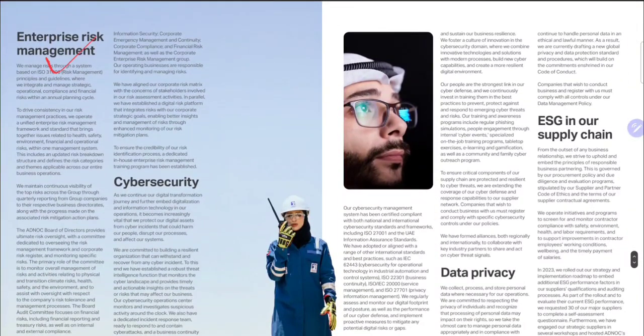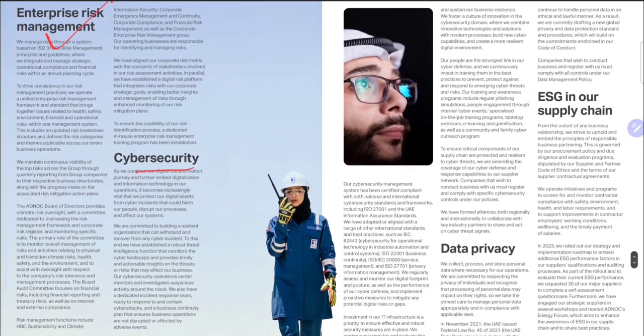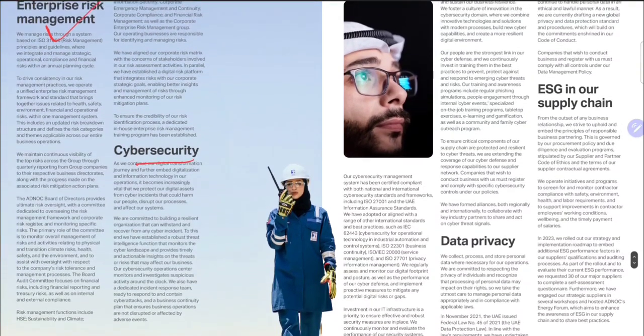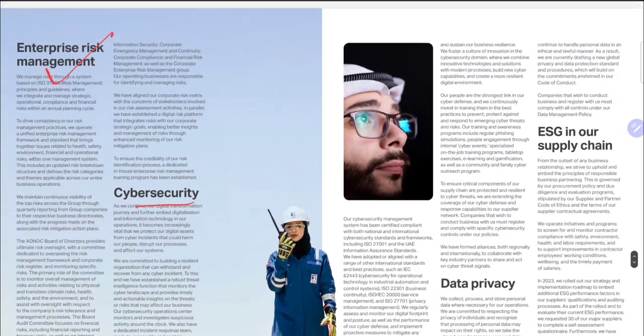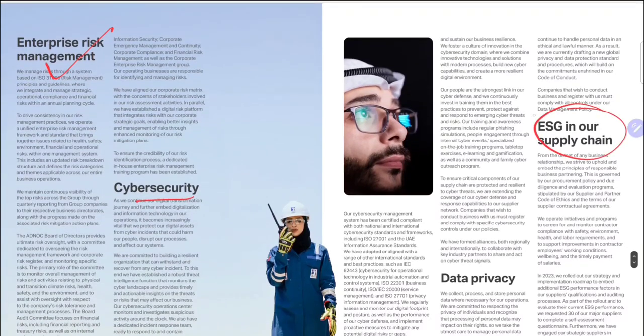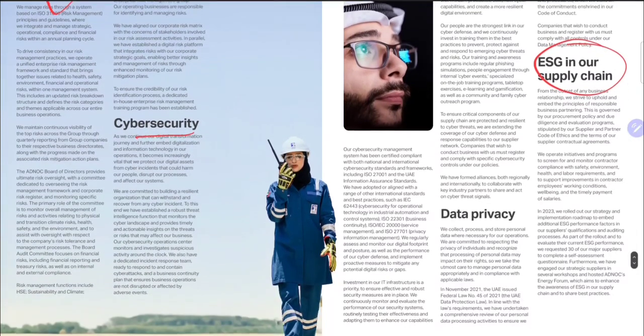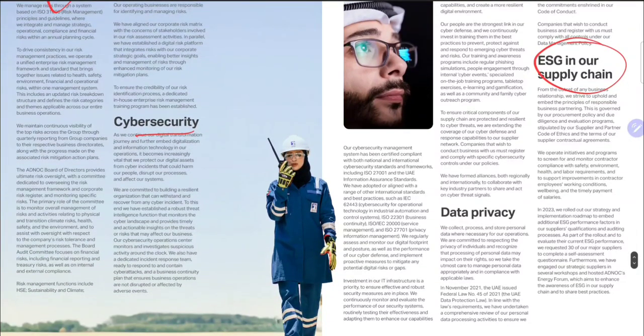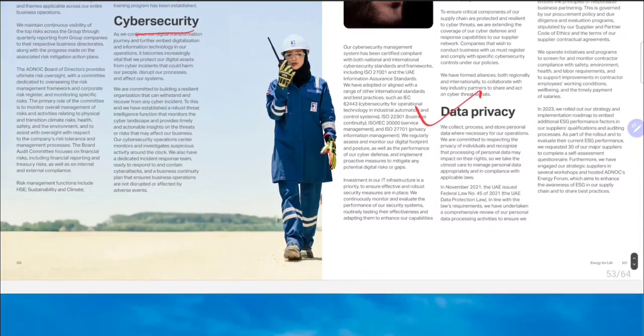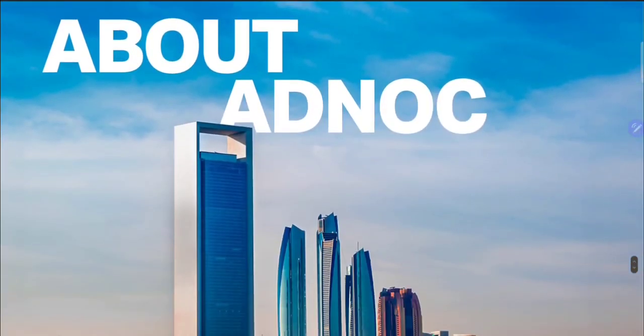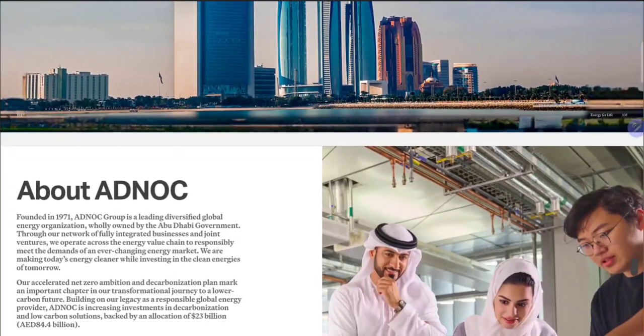Then the company follows enterprise risk management, ISO 31000, cyber security, so those details also you can see here. Specific to ESG in supply chain, details have been provided on how the company is implementing ESG into the supply chain. Data privacy, details given here. About ADNOC, again it is a part of the organizational context.